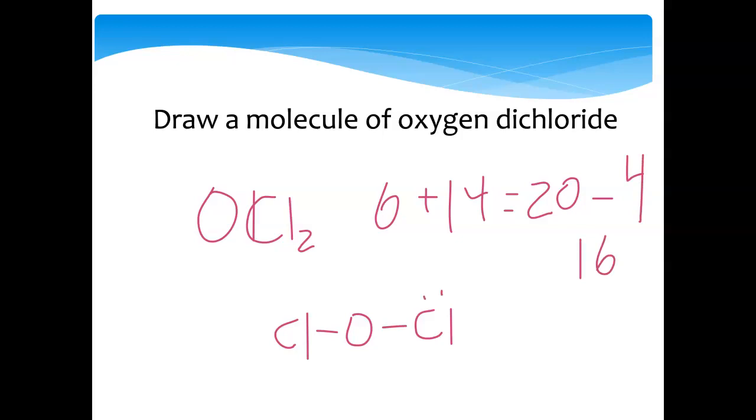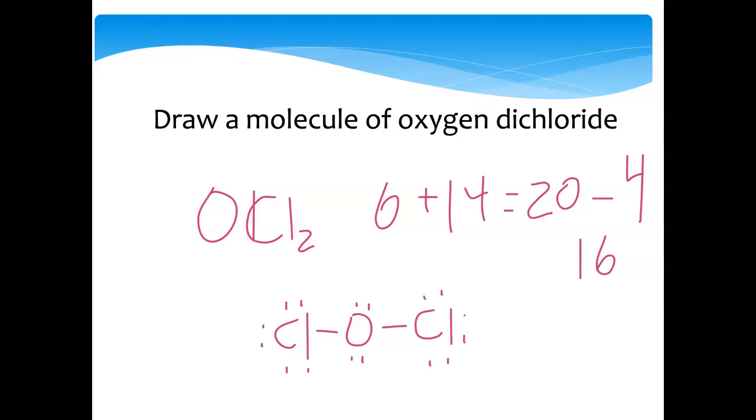Once again, I'm going to put them on the surrounding atoms: 2, 4, 6, 8, 10, 12. Okay, so now I have 4 left. I'm going to go ahead and put those on the central atom because I do have them left over. I don't need to make any double bonds. Let's check to see if everybody has an octet. It looks like this chlorine does, oxygen does, the other chlorine does.